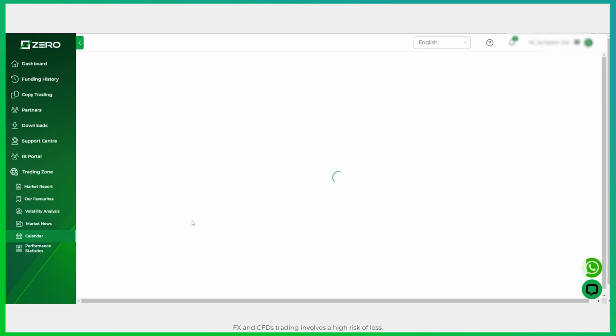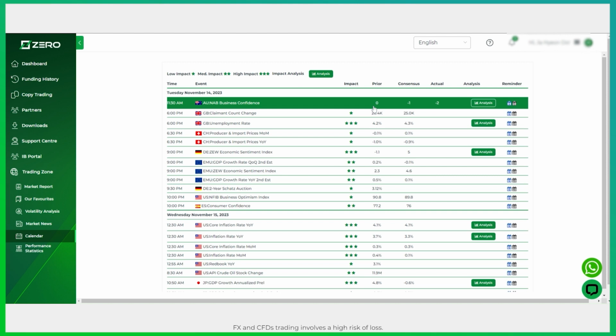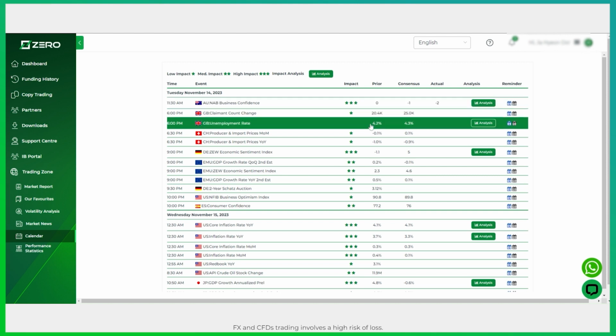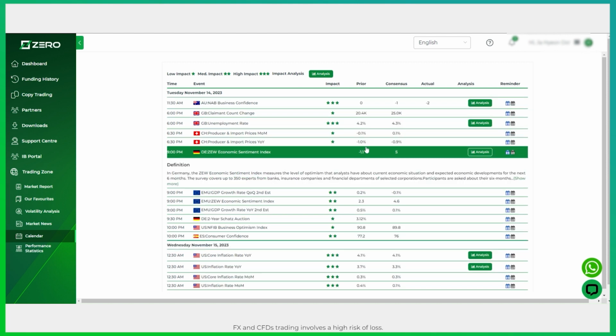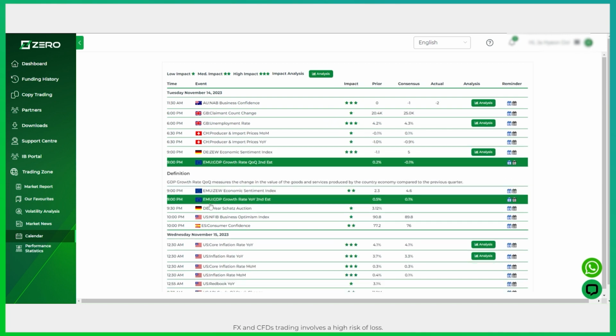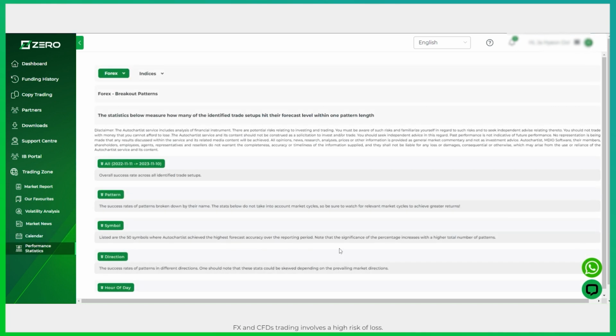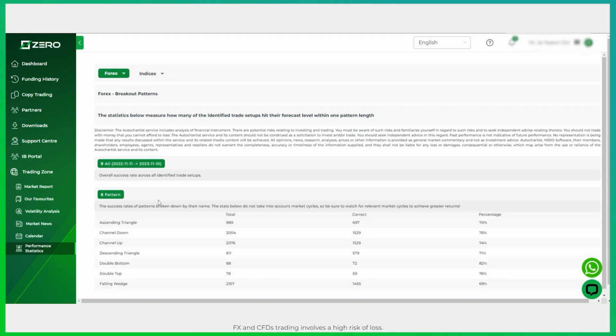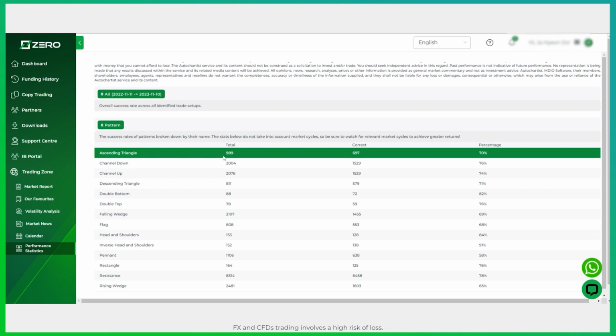The calendar feature provides an economic calendar, helping you keep track of important events and economic releases that may impact the markets. Lastly, performance statistics is a valuable tool for analyzing the historical performance of chart patterns identified by Autochartist. This can assist you in evaluating the reliability of specific patterns over time.